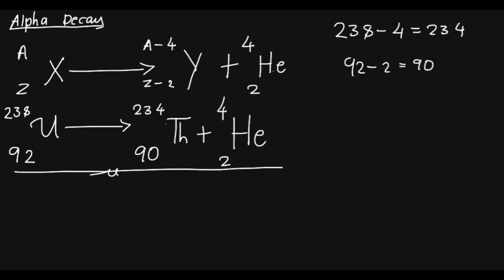Okay, now, to summarize for alpha decay, if an element emits alpha decay, the mass number reduces by 4 units, while the atomic number reduces by 2 units. Then the other thing that you need to know is the atom produced will be 2 places earlier in the periodic table compared to the original atom. Okay, now let's look at the beta particle or beta decay.